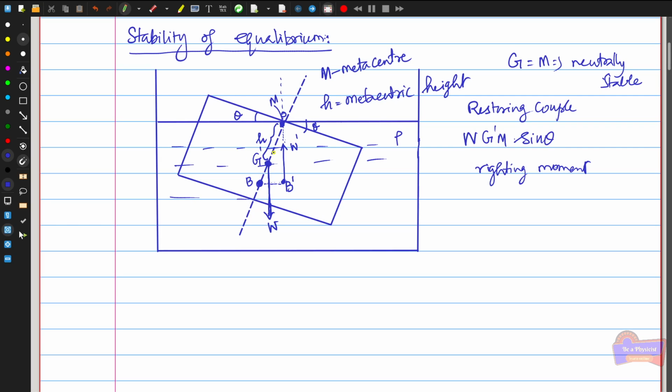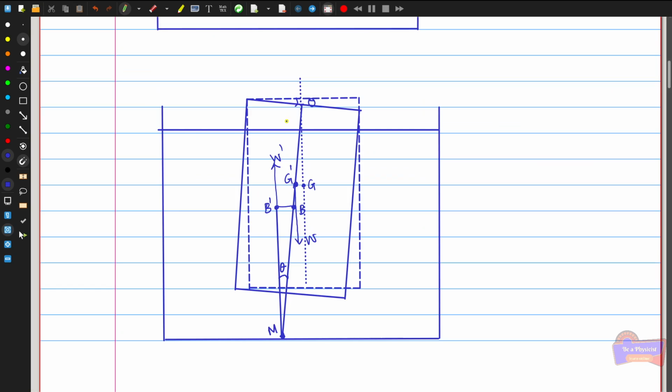The other case is, what happens if the metacentric point is below G. For example, consider the same rectangular body floating in this manner, as shown in this figure, so that the metacentric point is lying below the center of gravity G. The dashed line is the original position of the rectangular body, but there is a small shift by theta.